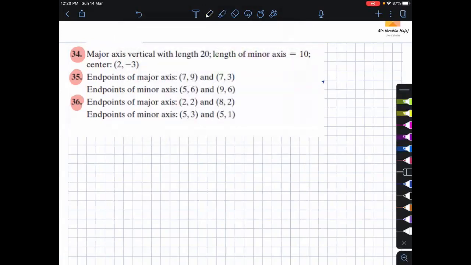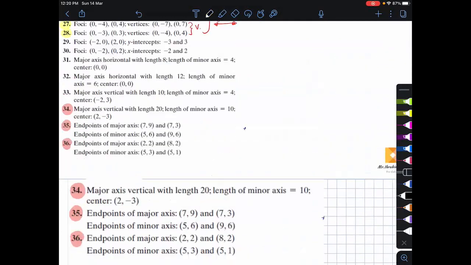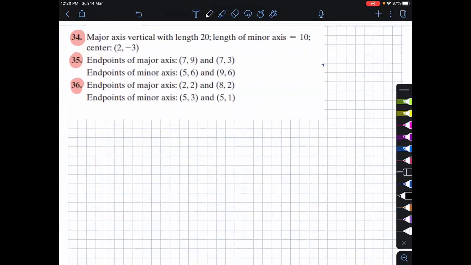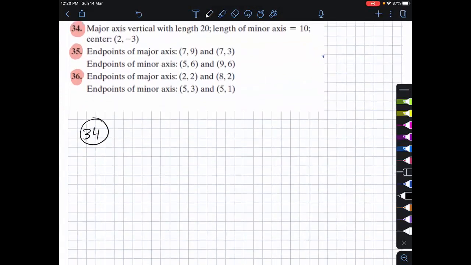Yeah guys, we can answer here. The question is asking to find the standard form of the equation of each ellipse satisfying the given conditions. Now it is asking you to answer number 34 first. 2a equals 20.